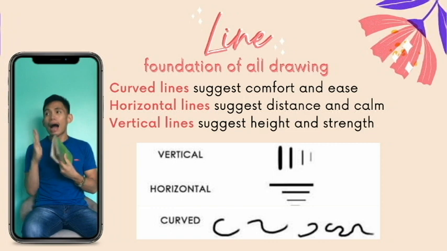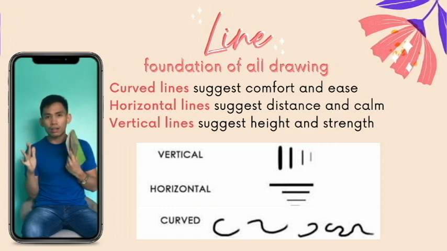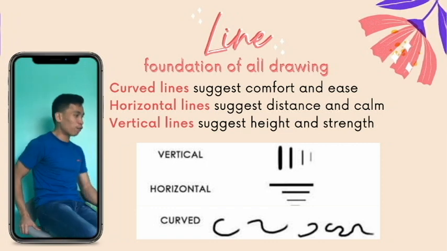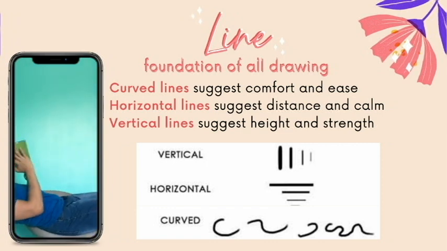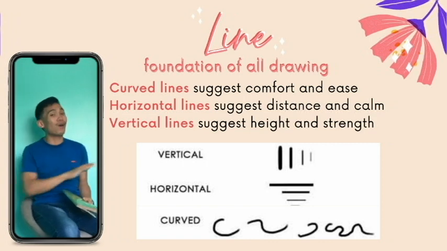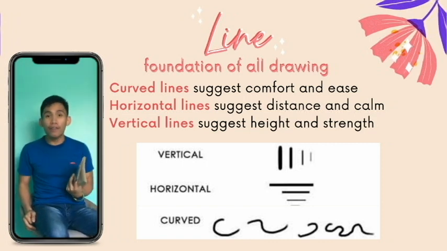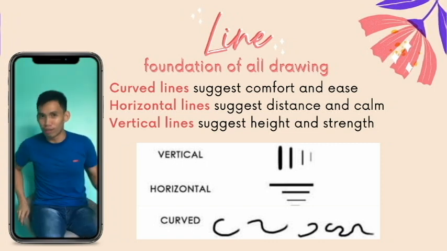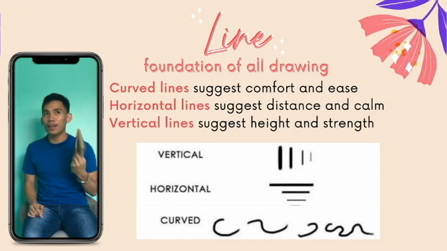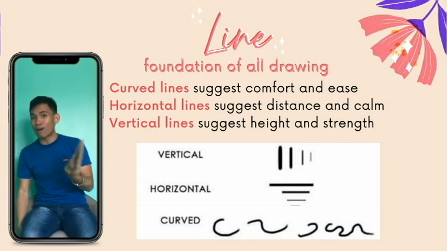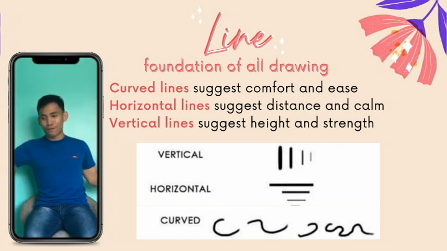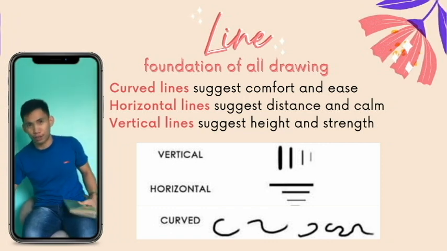So, how can you remember or differentiate horizontal from vertical? Horizontal, from the first letter H, higda, meaning lying down. While for vertical, V is for varog, meaning standing. So again, horizontal or H, higda. Vertical, V, varog. Here are the examples: vertical lines, horizontal, and the curve.